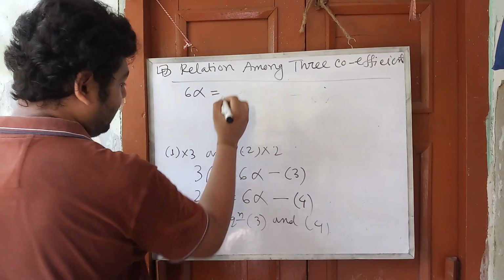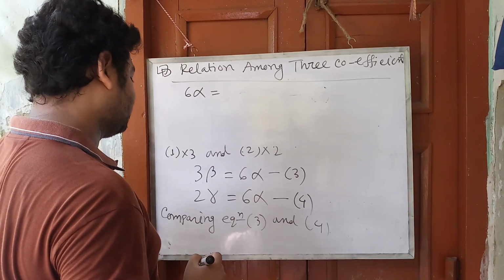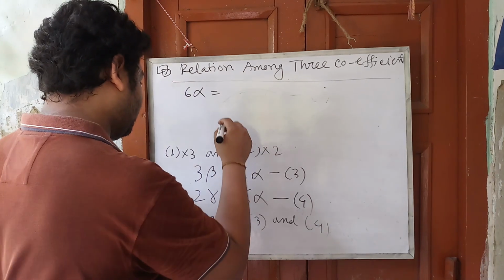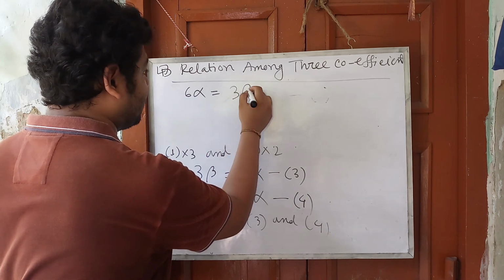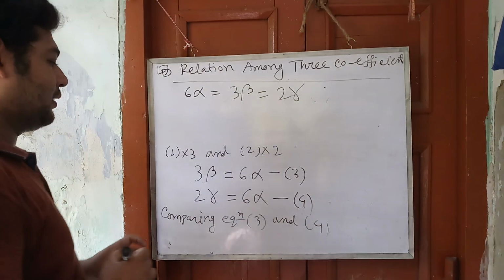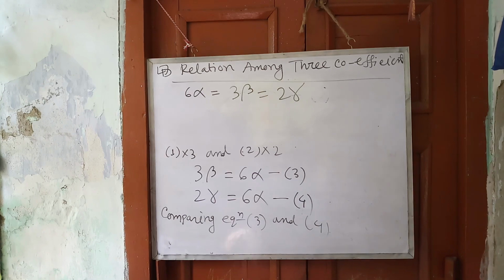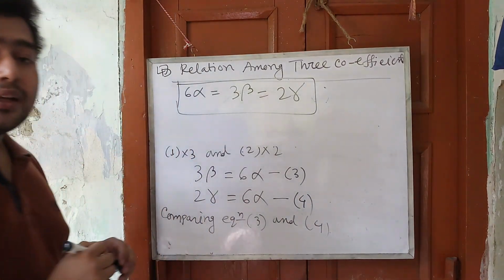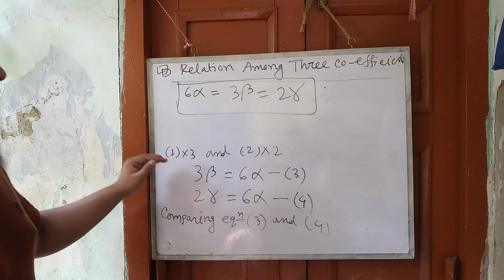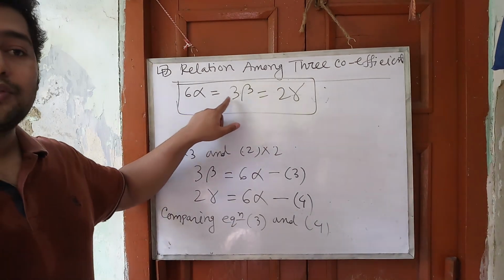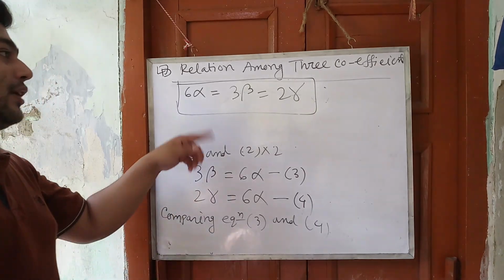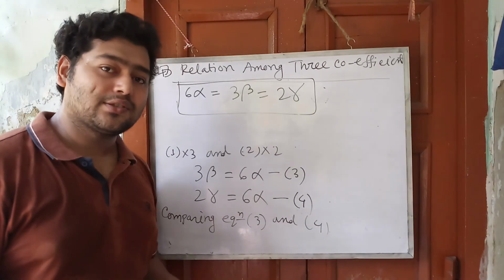6 alpha equal to thrice beta equal to twice gamma. So this is our final relation. So comparing equation 3 and 4, we get 6 alpha equal to 3 beta equal to 2 gamma. So this is our final relation among these three coefficients.